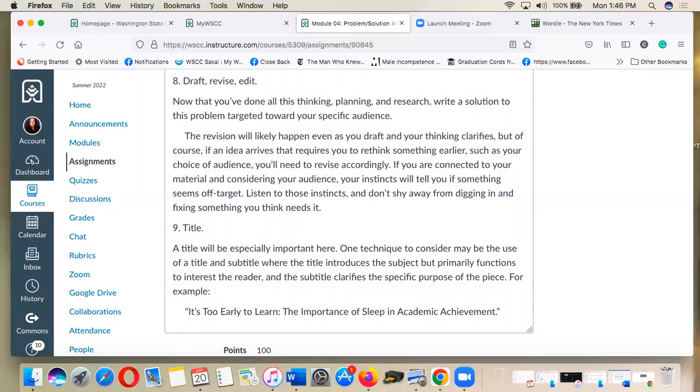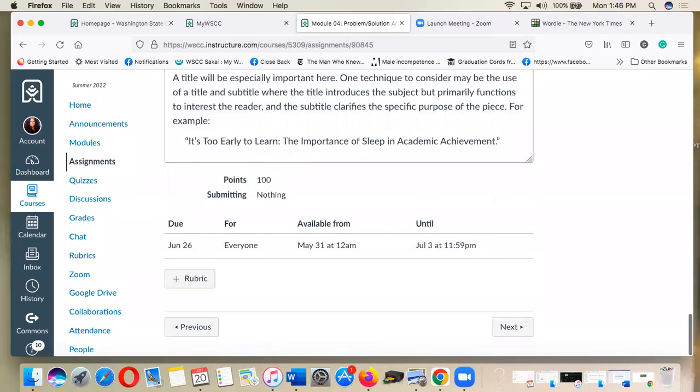Again, you're not handing in a rough draft of this. You're just giving me the final draft, but I still would like to see that you have made efforts to submit the strongest essay possible. Be sure to give it a title. And this is going to be worth 100 points.